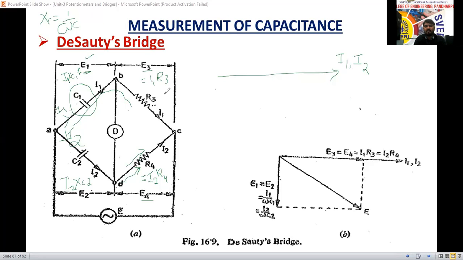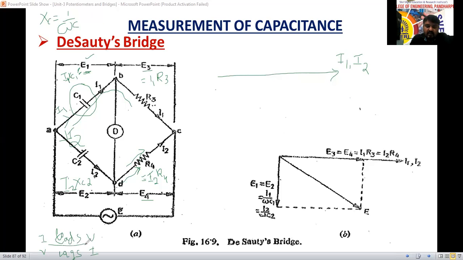Are you getting confused? For the capacitive load, current leads the voltage. Sorry, V lags I here now. Voltage lags I here. Both are same only. Voltage lags current or current leads voltage here now. Both are same only here now.